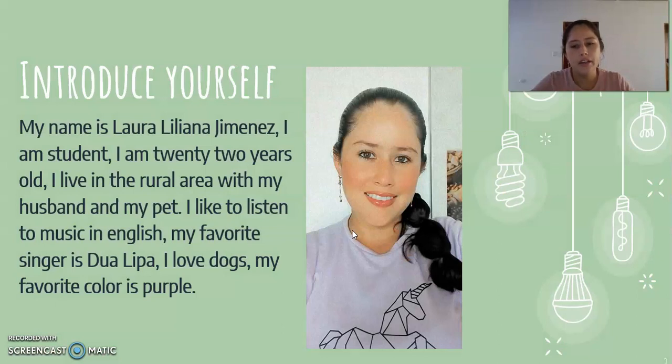My name is Laura Liliana Jimenez. I am a student. I am 22 years old. I live in the rural area with my husband and my pet. I like to listen to music in English. My favorite singer is Dua Lipa. I love dogs. My favorite color is purple.